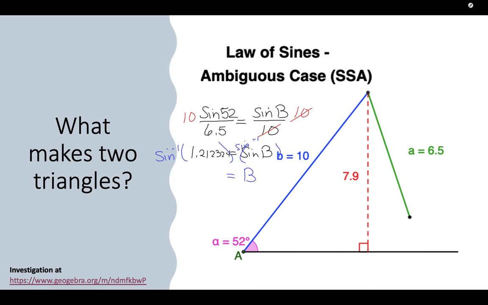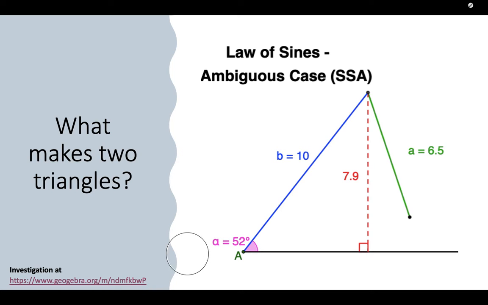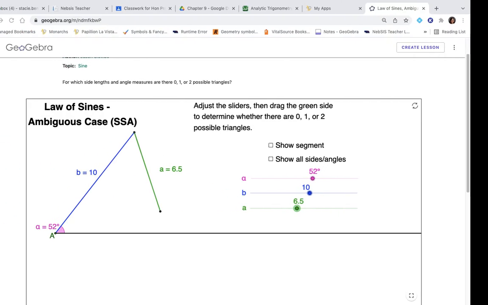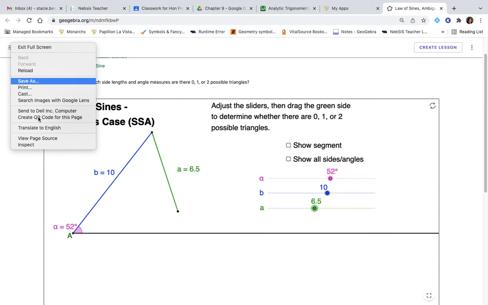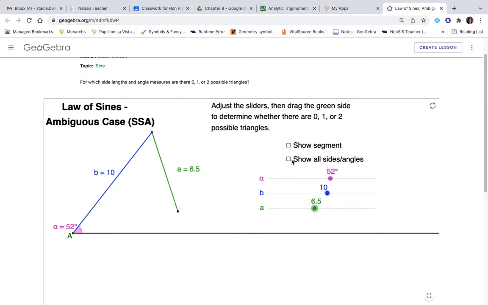Okay, so now, if it's one triangle, it's one triangle. We're going to get it through the law of sines, right? But if it's two triangles, we want to have a heads up to be able to figure out why we're getting two triangles. So let's think about what's happening here. How long did side A have to be in order to get a triangle? 7.9.